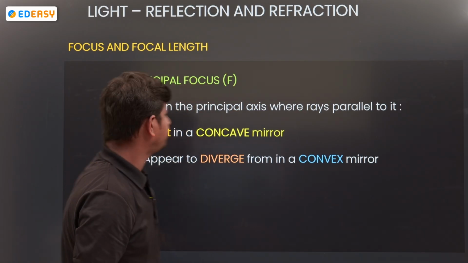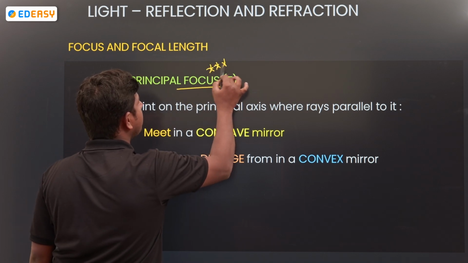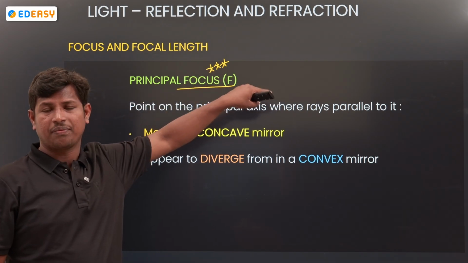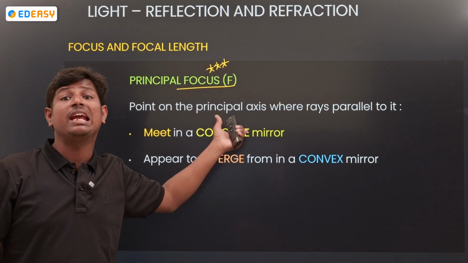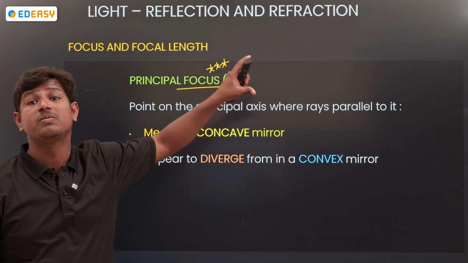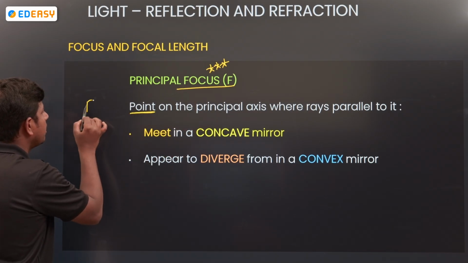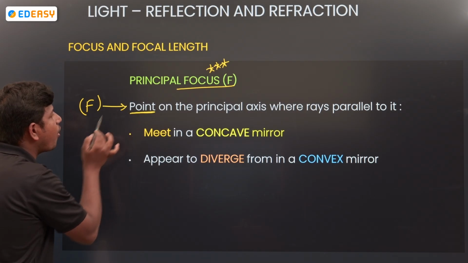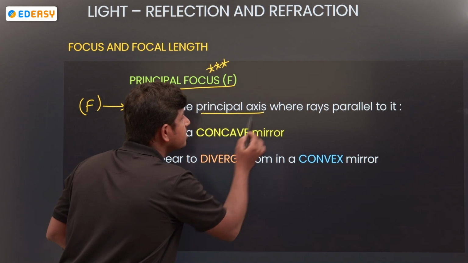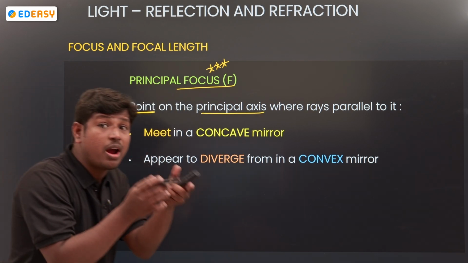Okay. Next, principal focus. Remember the term principal focus. After the light rays strike the surface, the point where they meet is what we call the principal focus. F is nothing but a point. Where do we take that point? On the principal axis. How does that point form?